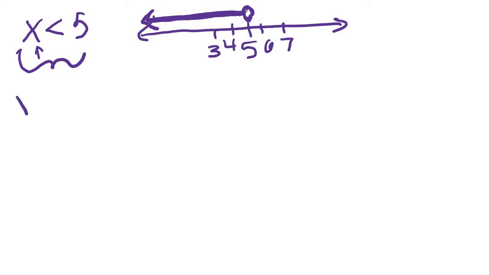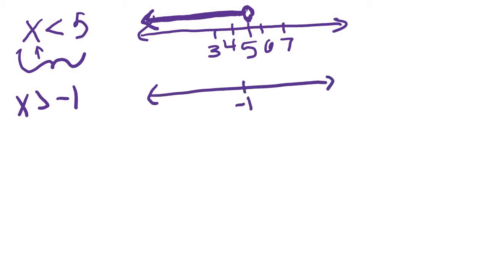Let's do another one. Say we have x greater than -1. So once again, we draw our number line. We draw -1. I'm going to draw some numbers to the left, and some numbers to the right, just for funsies. All right, so -1 is our key term here. That's this guy right there. It does not include -1, so we're going to have an open circle.